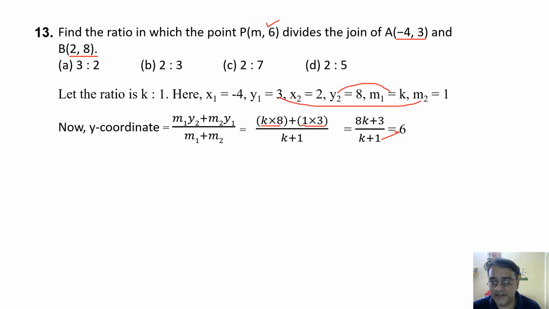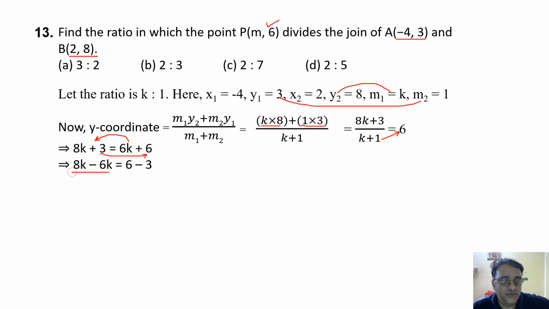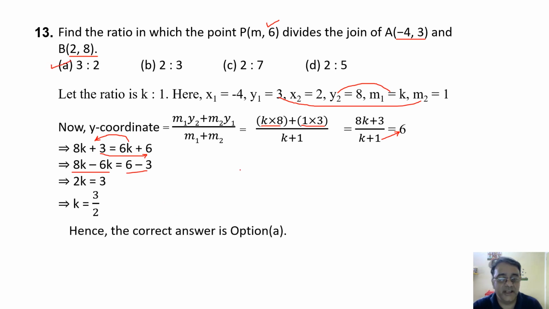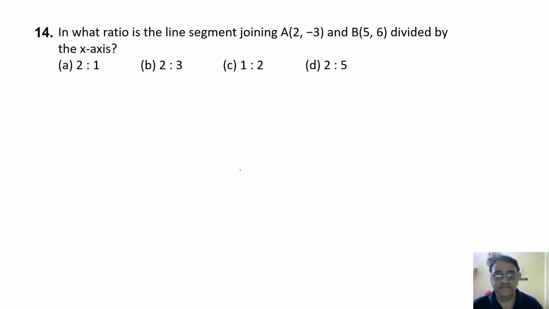Again cross multiplication. So 8k plus 3 is equal to 6k plus 6. Shift 6k to this side as minus 6k, and plus 3 to this side as minus 3. So we'll get this step: 2k is equal to 3. Final answer 3 by 2. Right. So which option is the correct one? Option A. Option A. Right. So now we are moving toward question number 14.